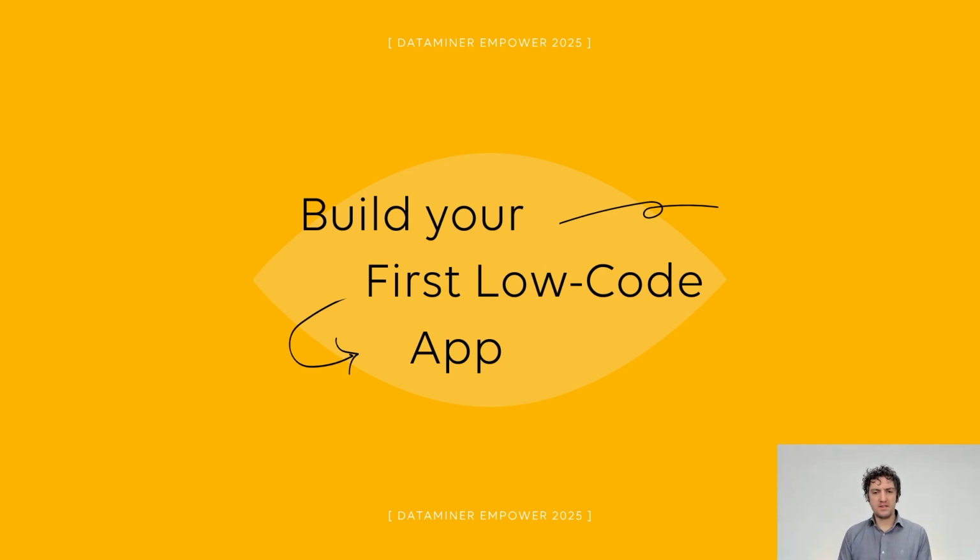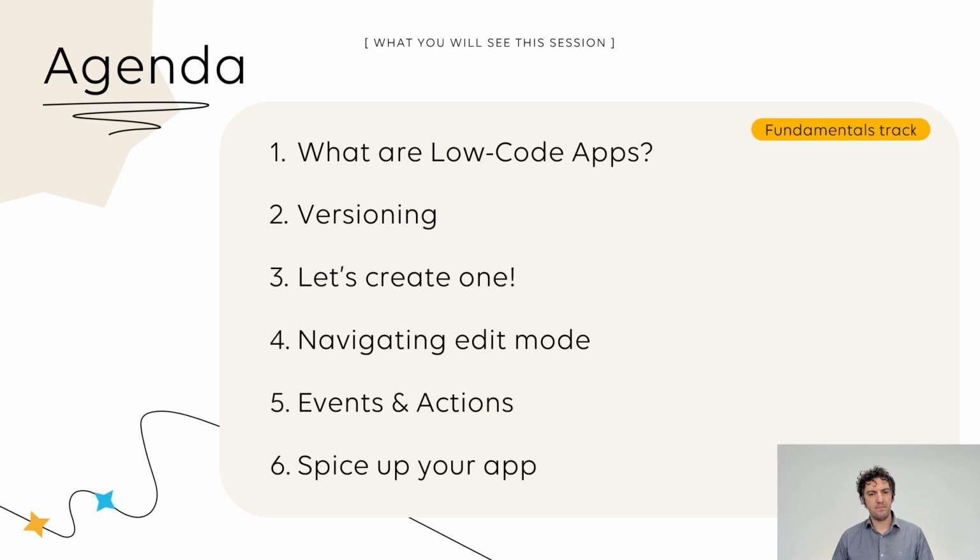So, let's take a look at what we'll see today. First off, we'll take a look at what low-code apps are. I'll explain to you what the difference is between that and dashboards. Versioning is going to be one thing that is different, so I'm going to explain that, how that works, how many versions you can have, how drafting works. Then we can create our first app.